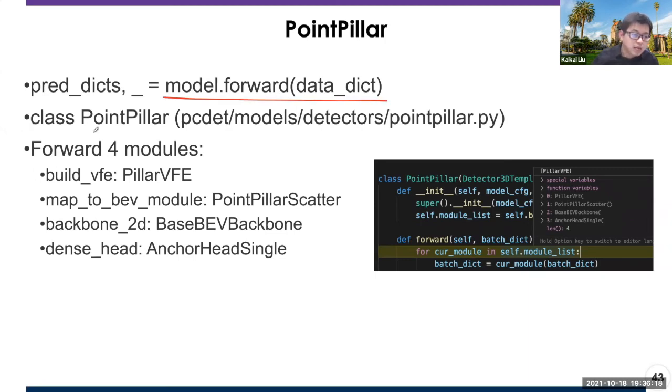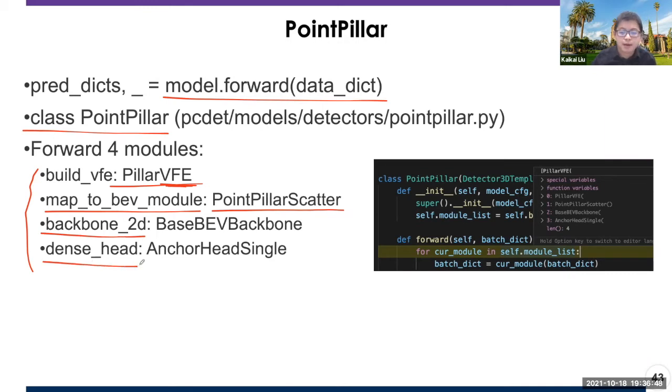Then this is the actual class PointPillar model. And the PointPillar model actually has 4 major components. One is the pillar VFE, the voxel feature encoding, which encodes the features. The second step is the map to BEV module, which is the PointPillar scatter. It maps back to the bird's eye view. Then they have the backbone 2D. Finally, they have the detection head to detect the 3D bounding box. That's why they do the for loop for these 4 different modules. Now we can take a look at the modules one by one.